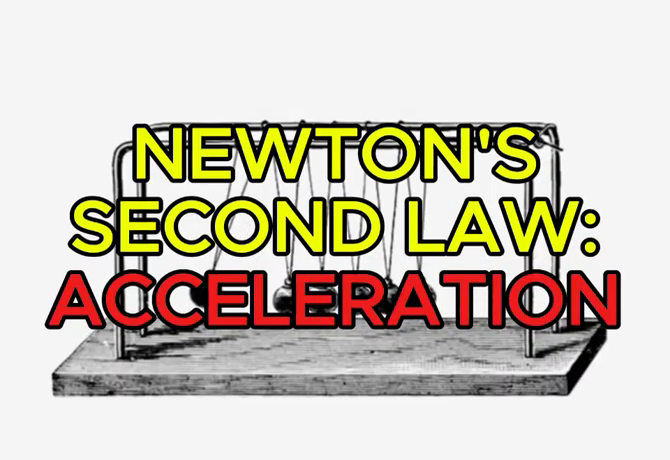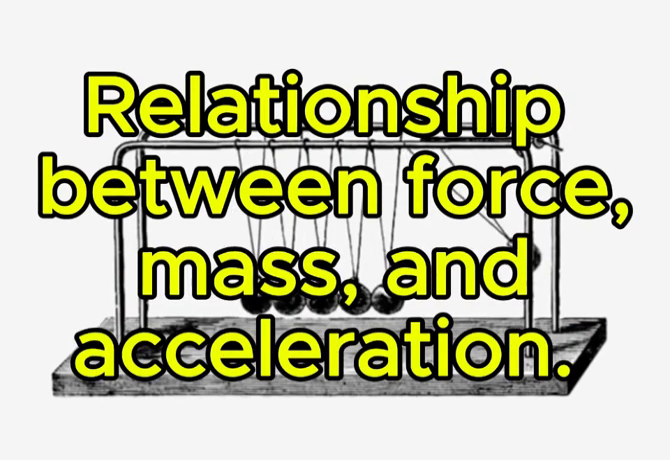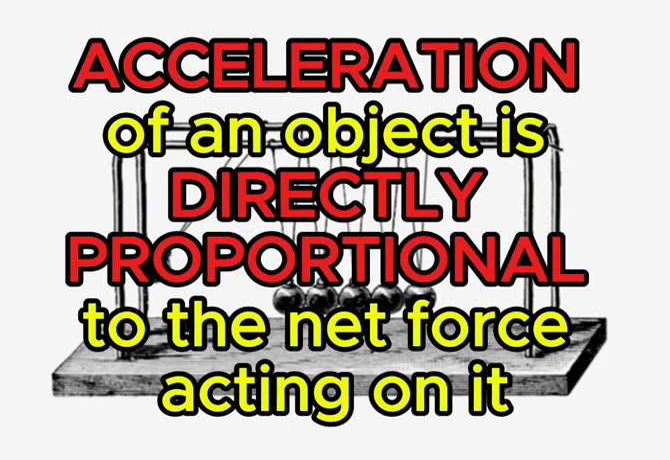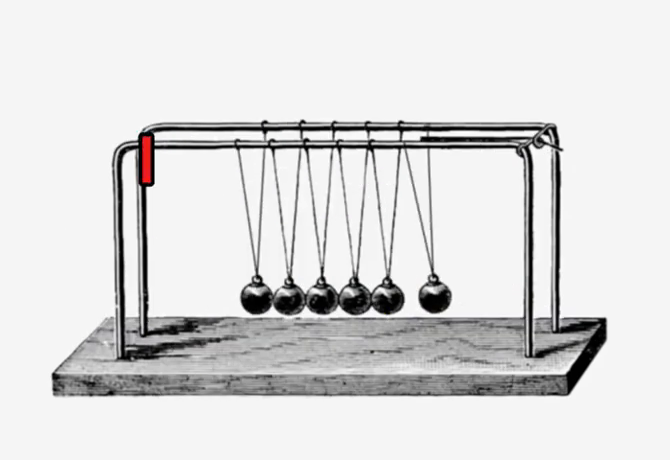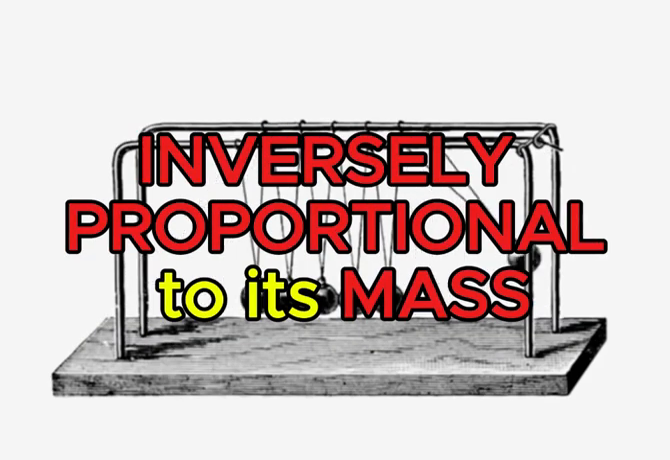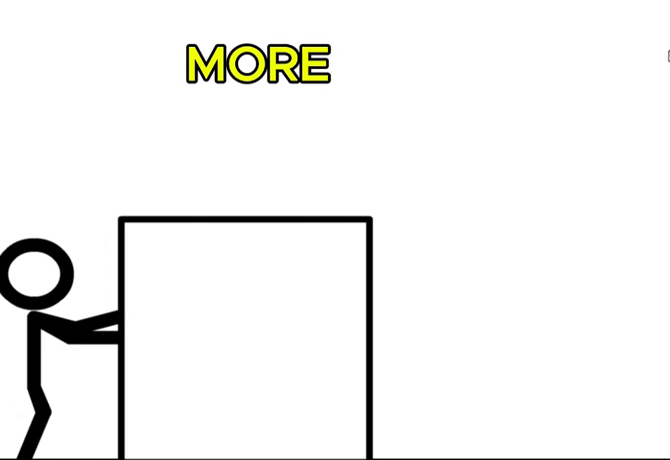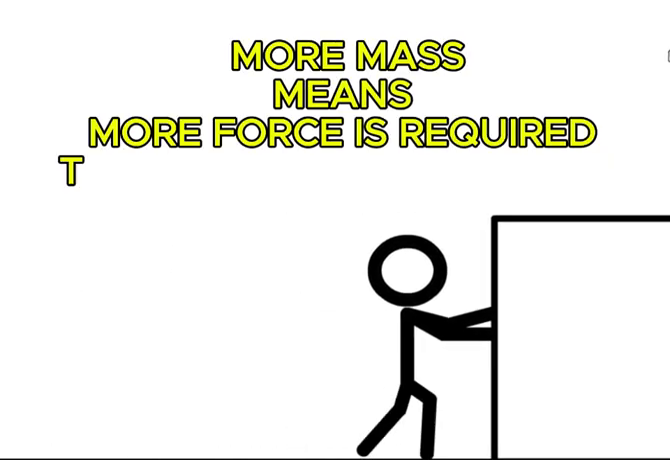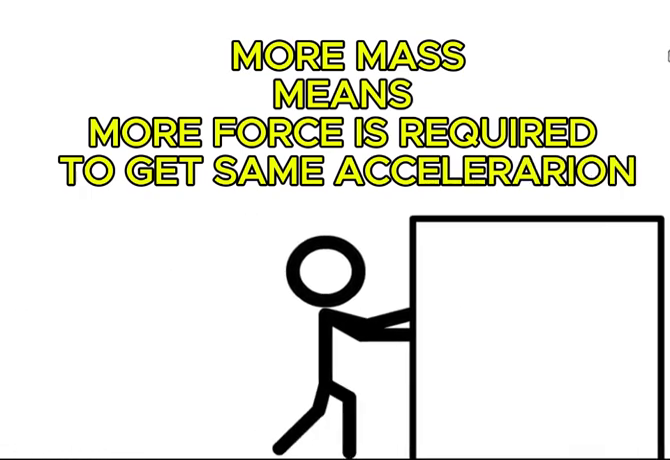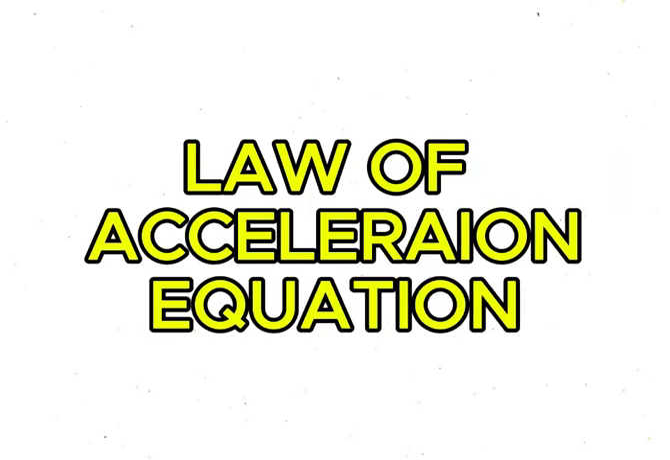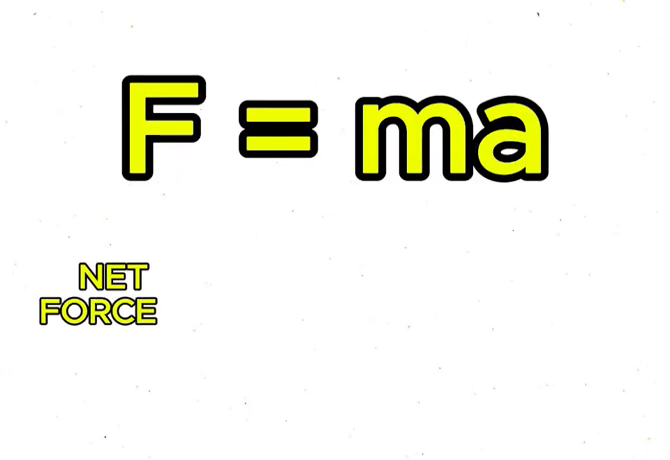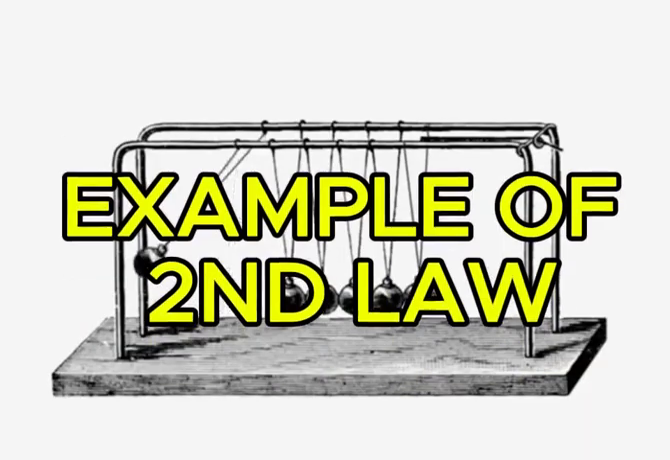Newton's second law, the law of acceleration. Next, we encounter Newton's second law, which quantifies the relationship between force, mass, and acceleration. This law asserts that the acceleration of an object is directly proportional to the net force acting on it, and inversely proportional to its mass. In simpler terms, a larger force produces a larger acceleration, and a larger mass requires a larger force to achieve the same acceleration. This is often summarized by the famous equation, F equals ma, where F is net force, m is mass, and a is acceleration.